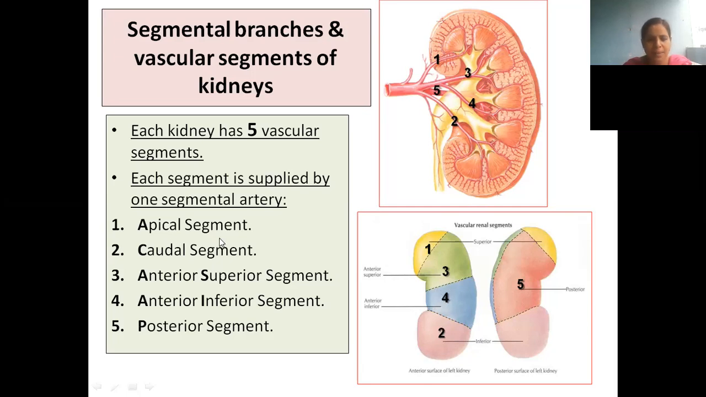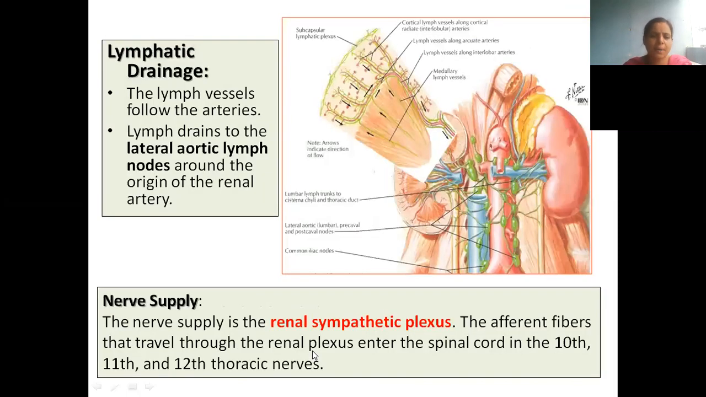One is apical segment we have. This is posterior segment. Then we have antero-inferior, antero-superior and inferior. This labeling you can check. This is posterior segment. Okay. So what is this? Superior, inferior, antero-superior, antero-inferior and posterior. These are the 5 segments. This is the segmental type of blood supply. Lymphatic drainage of kidney is into lateral aortic group of lymph nodes. Okay, nerve supply comes from renal sympathetic plexus.